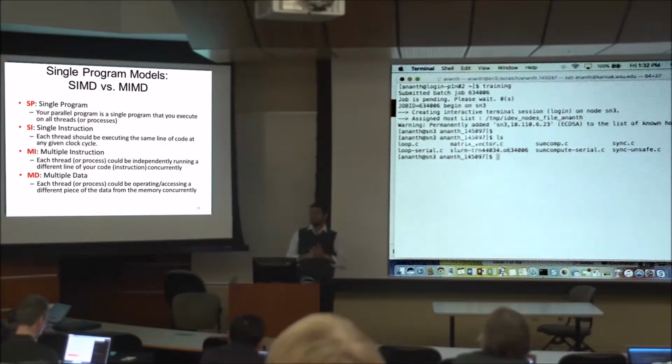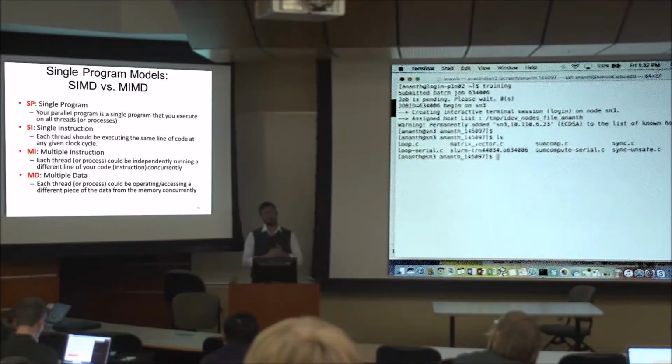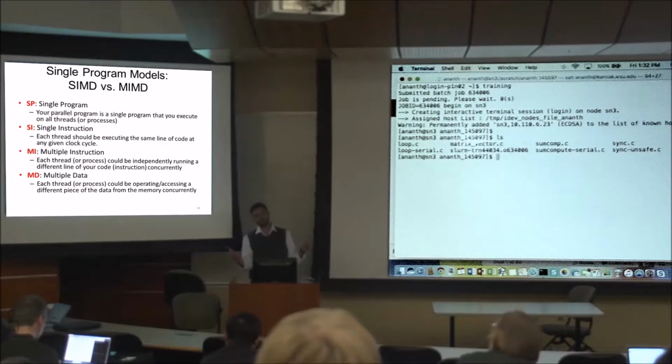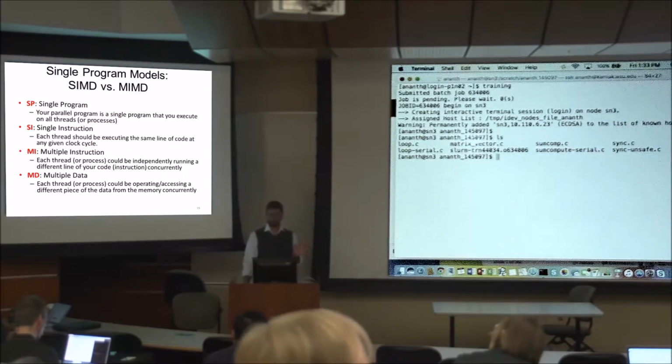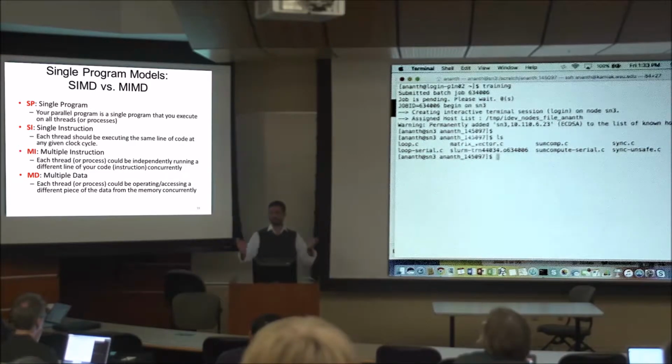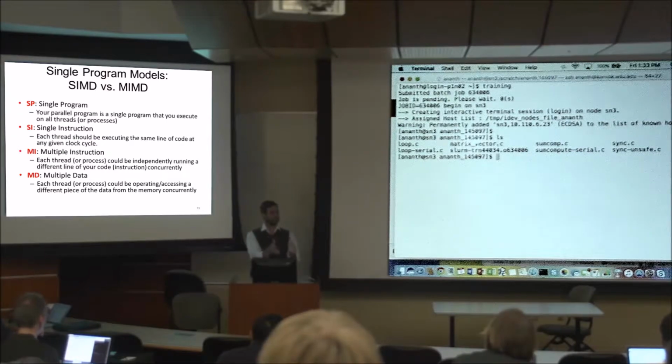The other concept that I want to touch upon is how you manage your threads or your processes: what part of your code they are executing simultaneously, and what part of the data they are looking at concurrently. For that there is a simple classification. Basically you write one program, what's called the single program model. We won't write one code for thread number 1, one code for thread number 2, and so on. We'll write a single program.